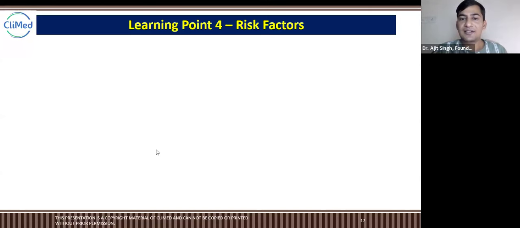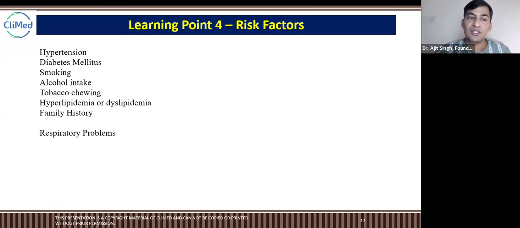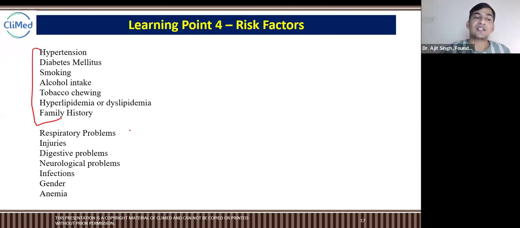No worries. Hypertension, family history, pre-existing comorbidities, diabetes, sedentary lifestyle, age-related. So these are, you all know, hypertension, diabetes, smoking, alcohol intake, tobacco chewing, hyperlipidemia or dyslipidemia, family history, respiratory problems, injuries, blunt injuries, digestive problems, neurological problems, infections, gender, anemia, age. These are the major risk factors. These are the minor risk factors for heart attacks or myocardial infarction. Okay. Sedentary lifestyle, injuries, smoking, stress. These are the major and minor risk factors.